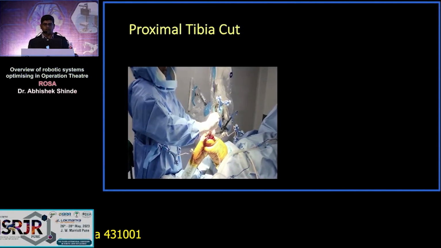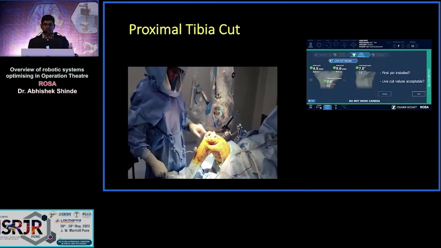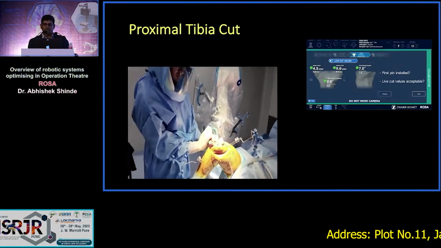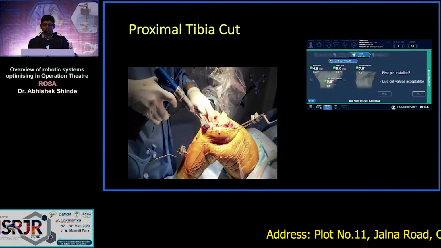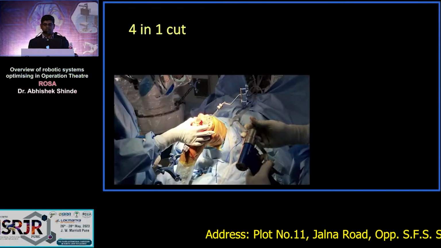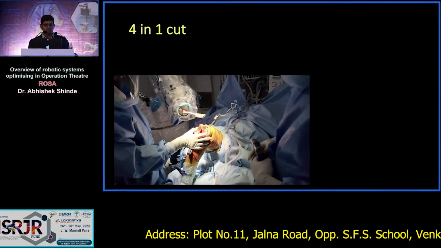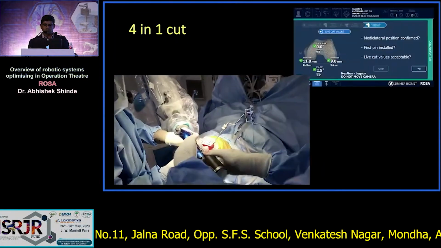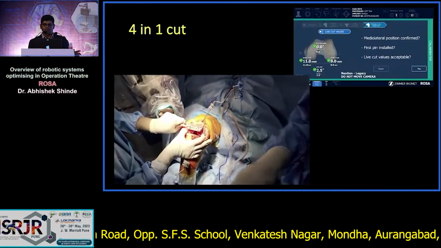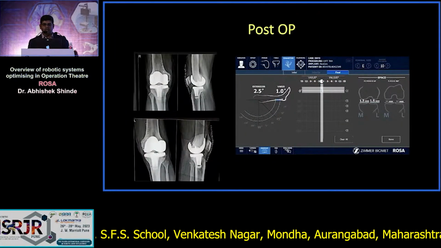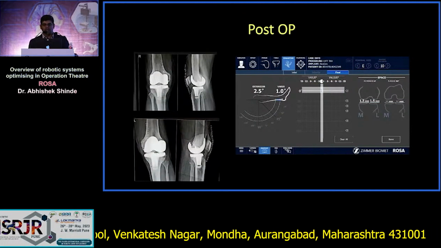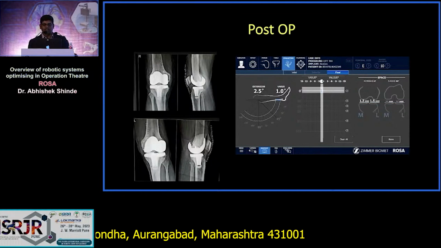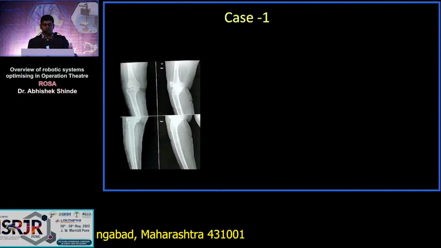Just again a proximal tibial cut. Then the jig will come and sit automatically, and you have to just confirm whether the live cuts values are okay, and then do it. This is the 4-in-1 jig. So once that is done, you have to see the live cuts value, and then you can go through the trial and then see the post-op, how much varus correction you have achieved on table. So these are some of the cases.